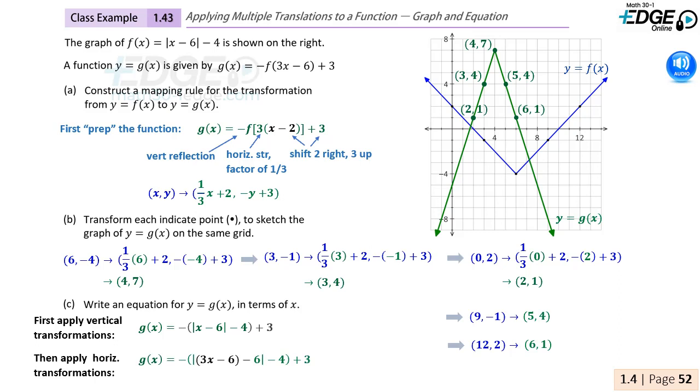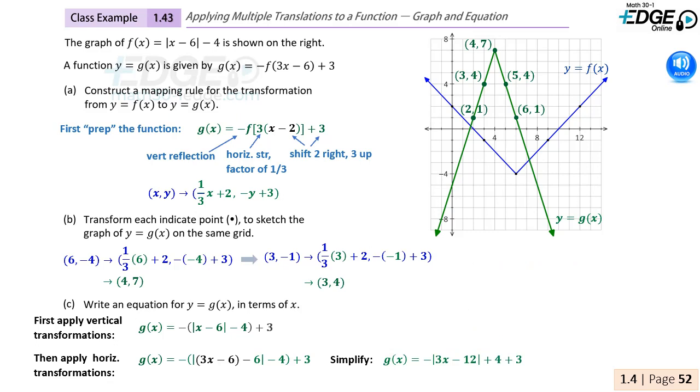Now we will apply our horizontal transformations. This requires us to replace first the x with 3x and then the x with x minus 2. Or in one step, we can simply replace x with the 3x minus 6 that was originally shown in the non-factored version. The result will be the same.